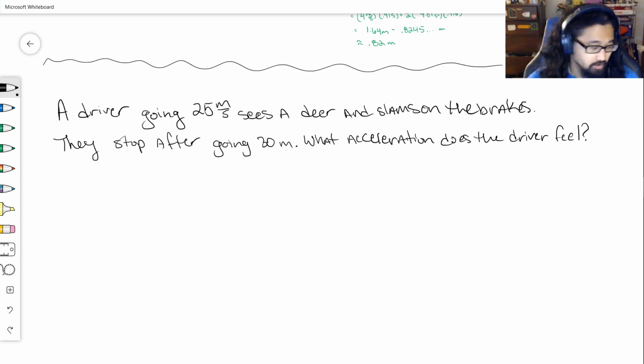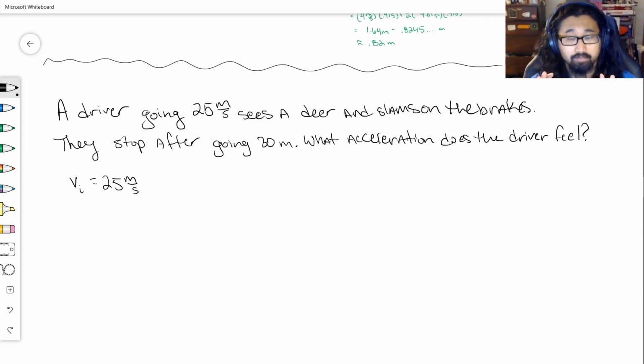All right, so let's take a look at this question. Let's analyze this. Let's pick this apart, the way that we have been. So driver going 25 meters per second, that sounds like an initial velocity. That's how fast they're going when we start. Sees a deer and slams on the brakes, so we're going to be slowing down.